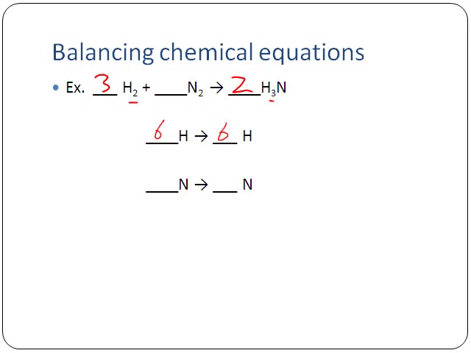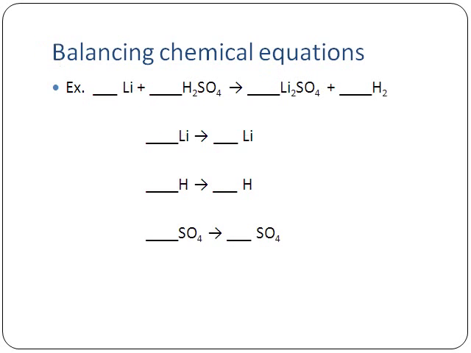Let's look at nitrogen. Currently, I have a total of 2 nitrogens on the left side, and I have a total of 2 nitrogens on the right side because of that coefficient 2 that's out front. So this equation is now balanced, and so my final result would be 3H2 plus N2 yields 2H3N. So let's take a look at another example on this. We have Li plus H2SO4 yields Li2SO4 plus H2.